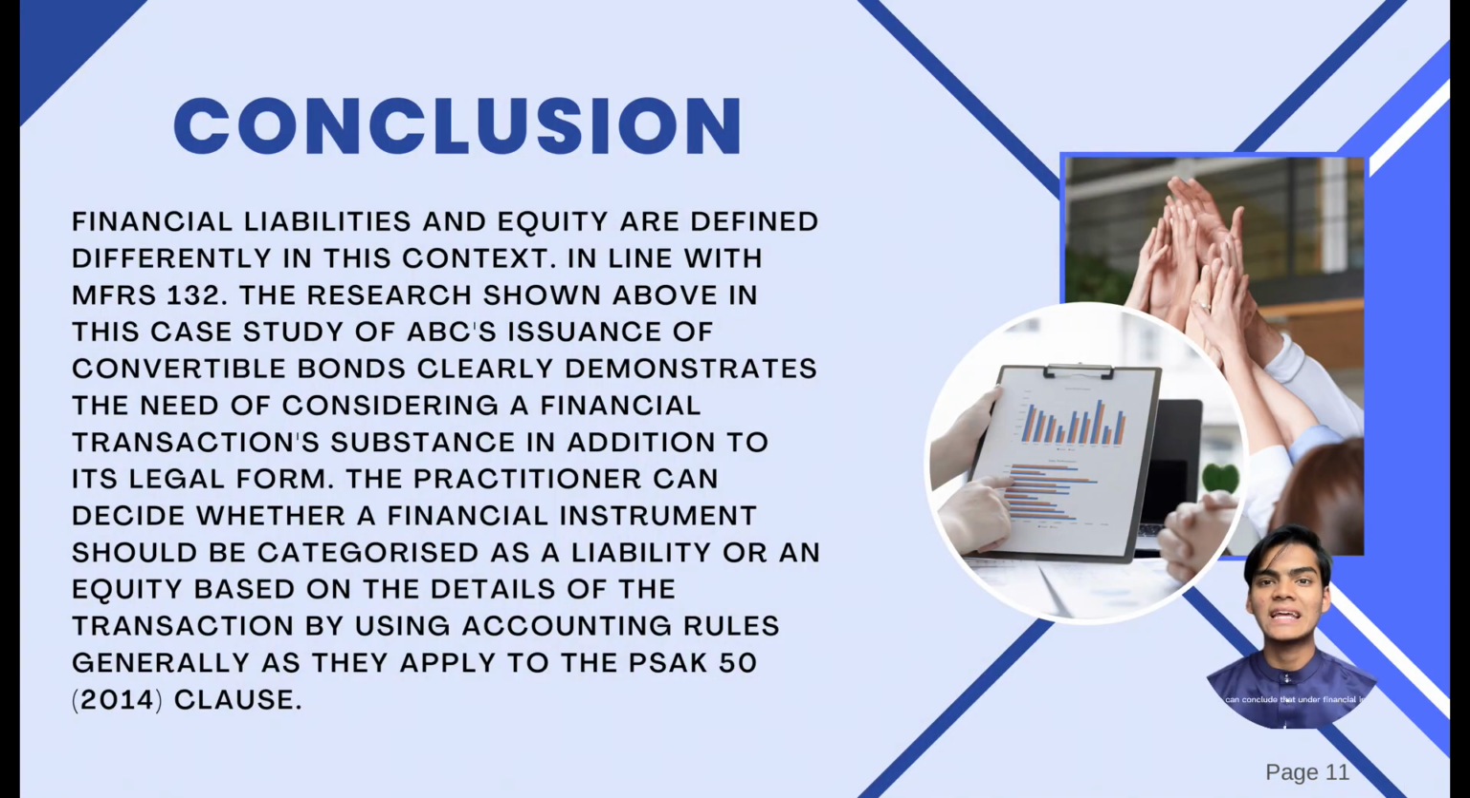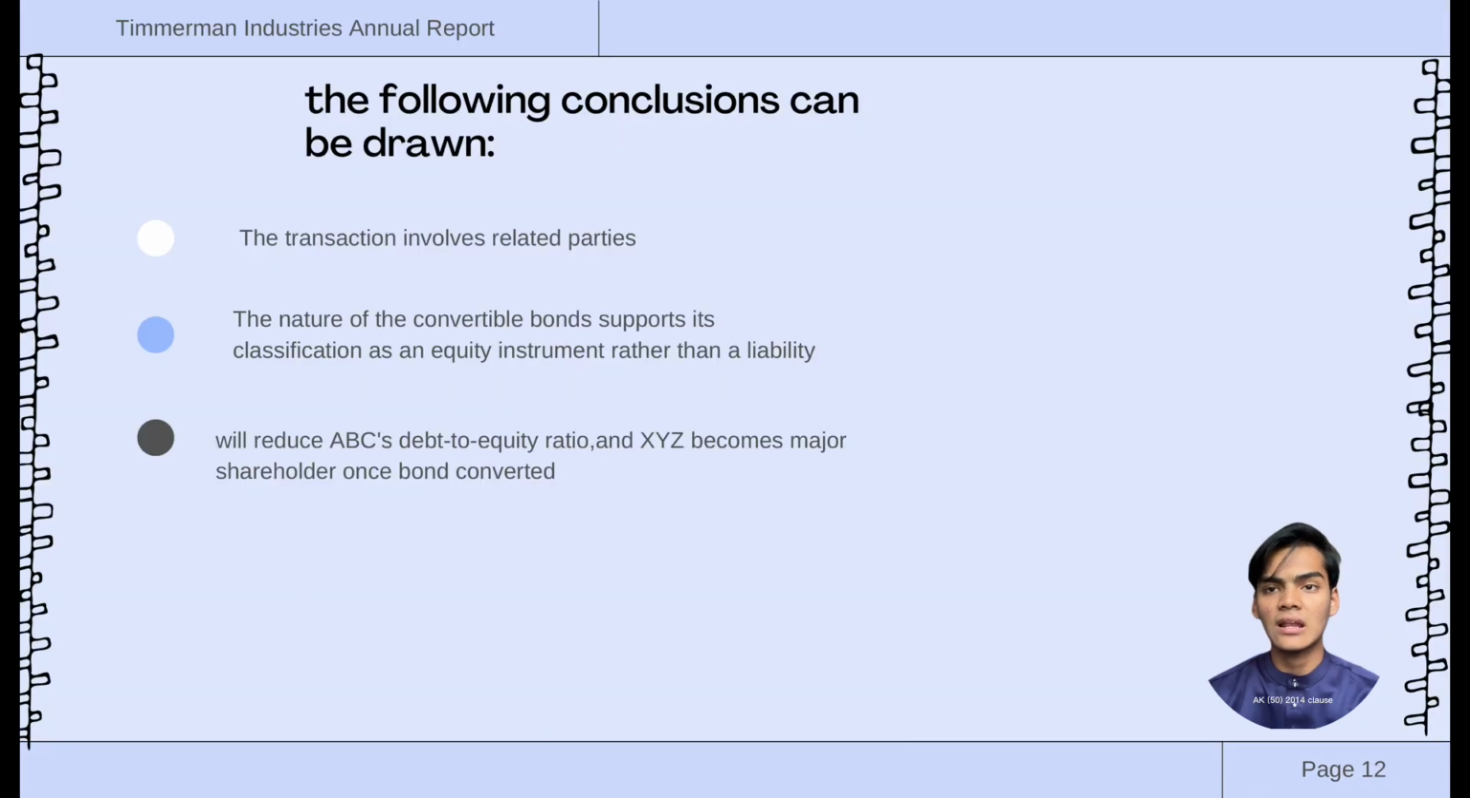Finally, we can conclude that under financial instruments, financial liabilities and equity are defined differently in this context. In line with MFRS 132, the research shown above in this case study of ABC's issuance of convertible bonds clearly demonstrates the need to consider a financial transaction's substance in addition to its legal form. The practitioner can decide whether a financial instrument should be categorized as a liability or an equity based on the details of the transaction, using accounting rules generally as they apply to the PSAK 15/2014 clause.